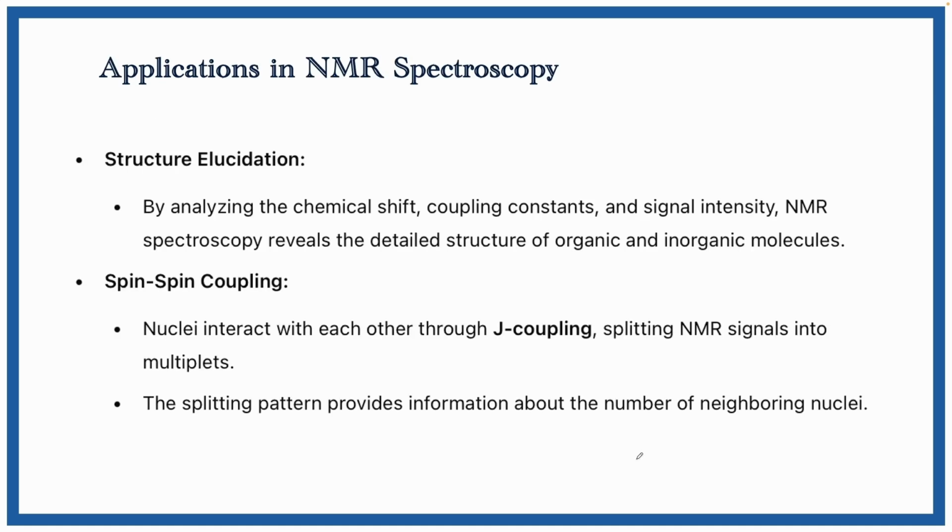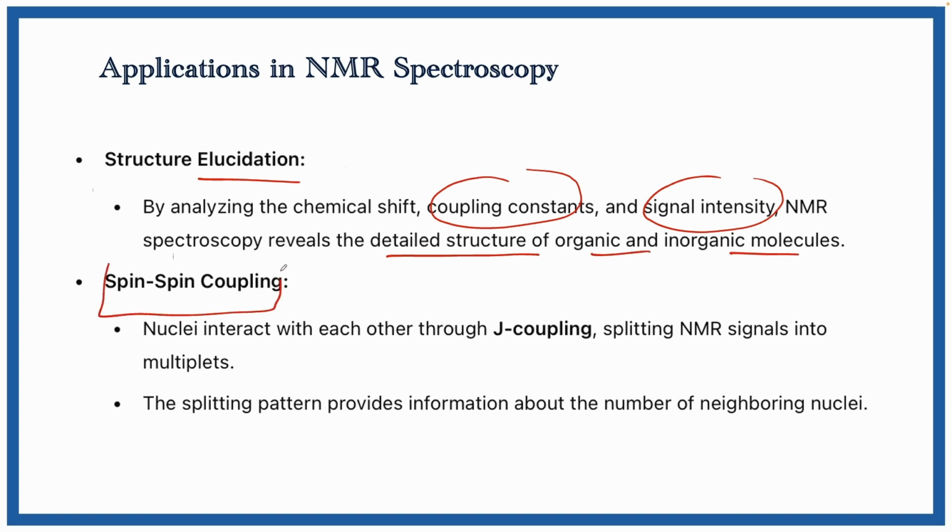Applications in NMR spectroscopy: structure elucidation. By analyzing the chemical shift, coupling constants, and signal intensity, NMR spectroscopy reveals the detailed structure of organic and inorganic molecules. And what is spin-spin coupling? Nuclei interact with each other through J coupling, splitting NMR signals into multiplets. The splitting pattern provides information about the number of neighboring nuclei.